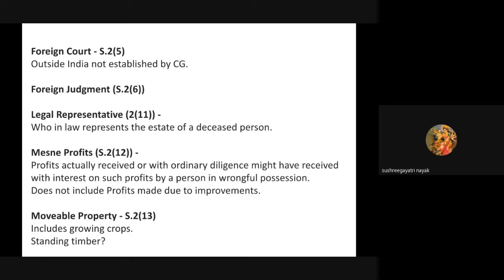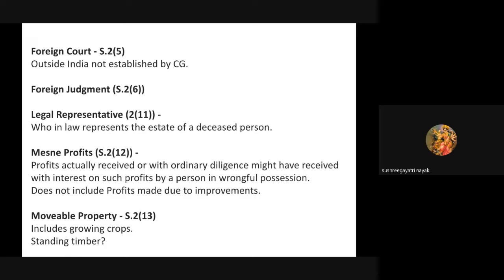In that case, whatever profits he has received within that time, those will be called mesne profits. Though it is written MESNE, it will be pronounced mean profits. Those are the profits that have been received, but the law goes a step ahead and says that whether actually received or not, it doesn't matter. It says actually received or which with ordinary diligence might have been received.